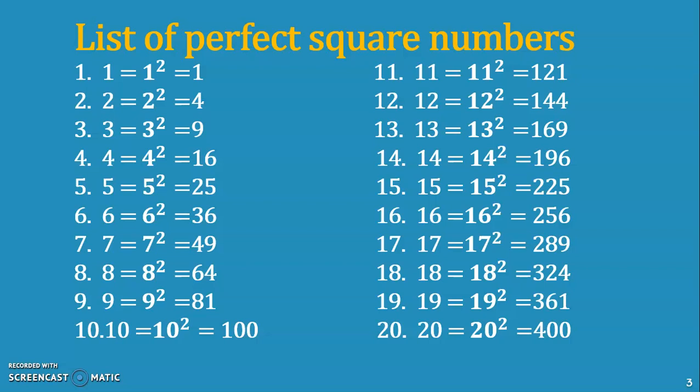4 squared is equal to 16, 5 squared is equal to 25, 6 squared is equal to 36, 7 squared is equal to 49, 8 squared is equal to 64, 9 squared is equal to 81, 10 squared is equal to 100. So on and so forth. Ito ilan lang to sa mga perfect square number. Kailangan nating alamin kung ano yung mga perfect square natin para ma-identify natin kung ang given polynomials is a perfect square or hindi.